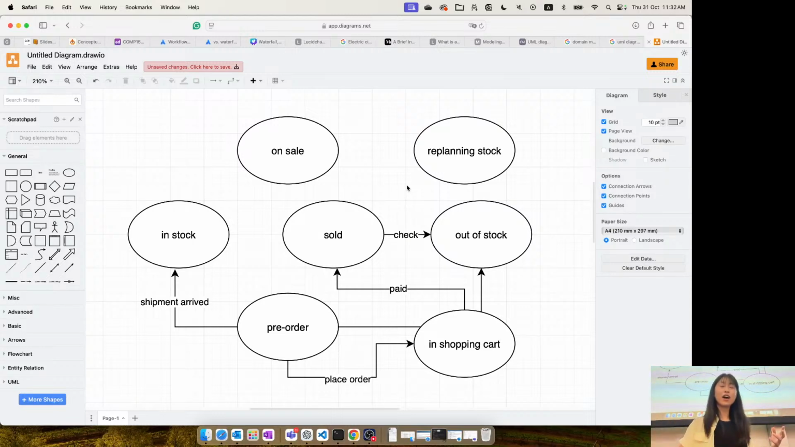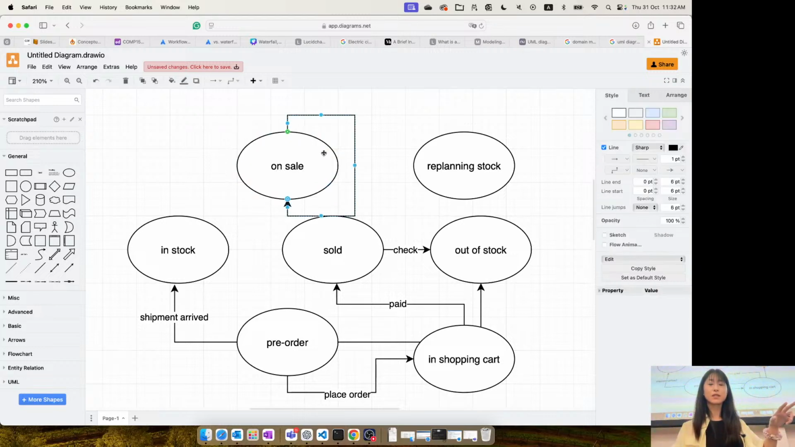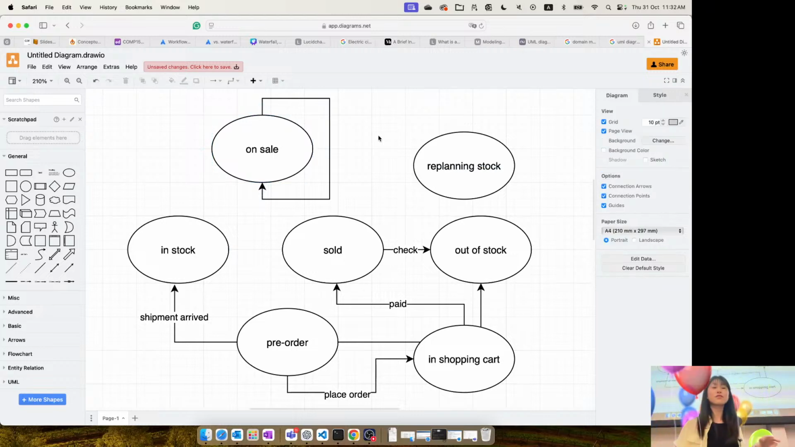And you can also have a transition from the same state back to itself. So this is also possible sometimes. For example, it's on sale with 20% off, and then you want to have a larger sale, so you may change that to 30% off. So having a loop for one state is also possible.